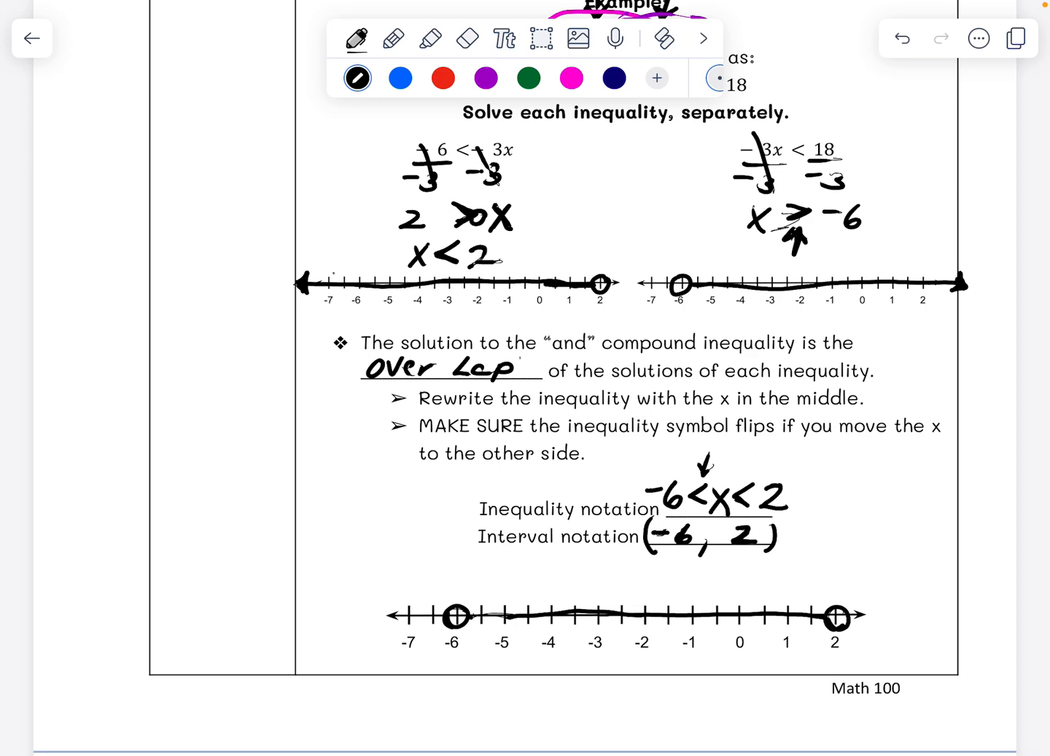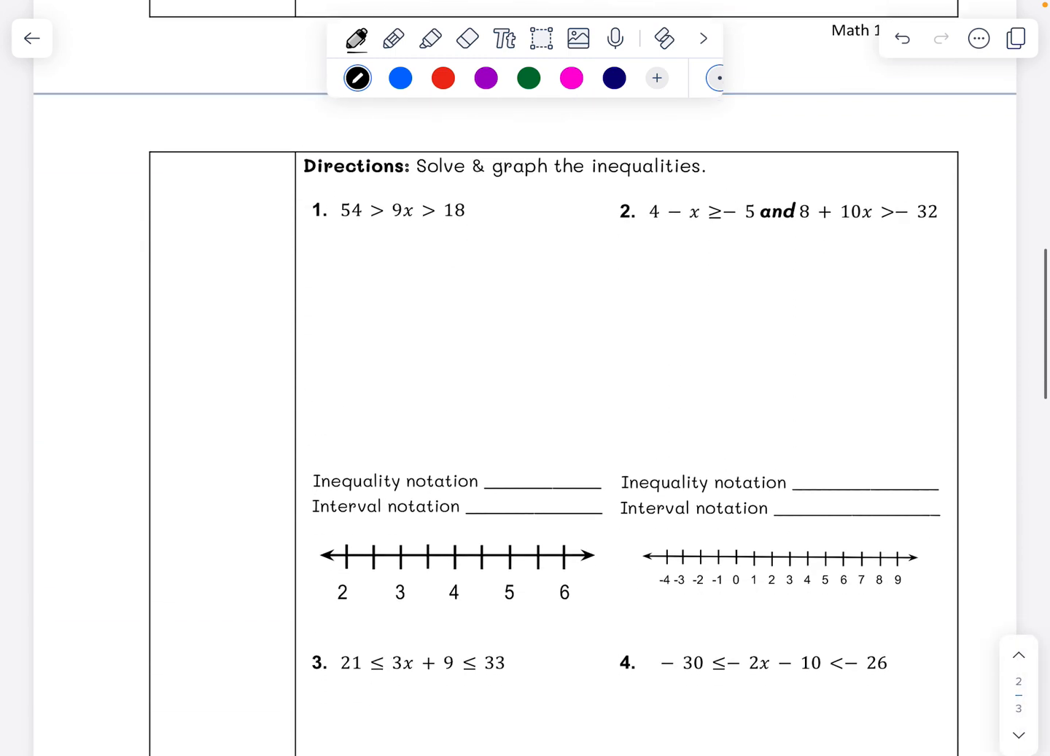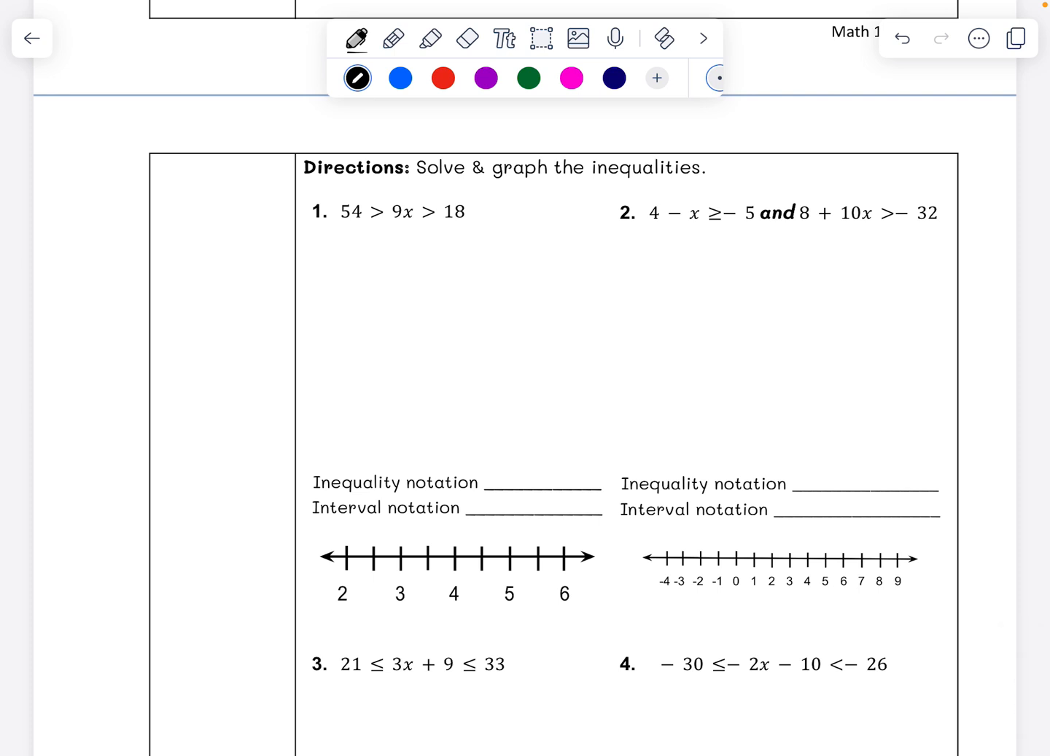All right, so let's do some more examples. Let's start with 9x is less than 54, greater than 18. So here is our first one. Here is our second one, okay? So let's solve them.